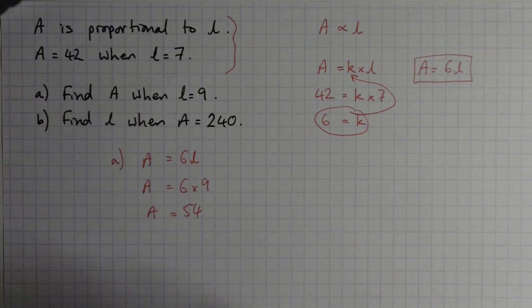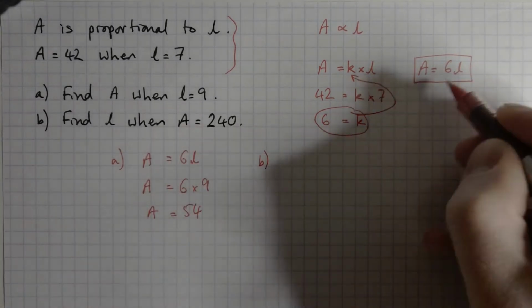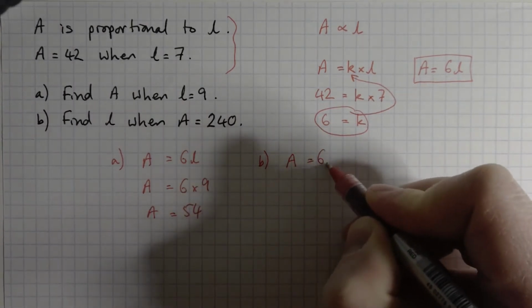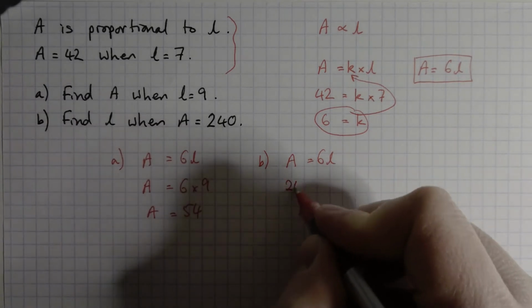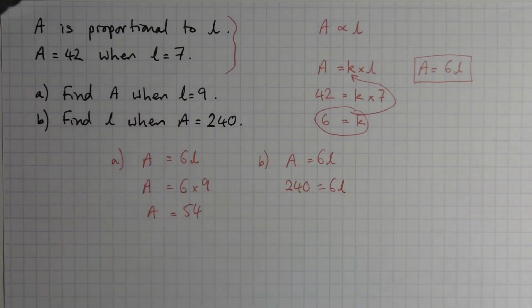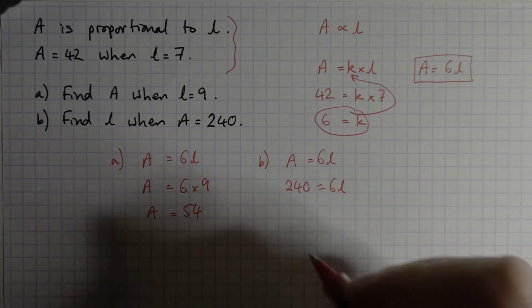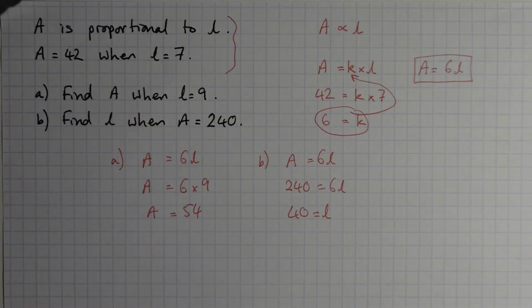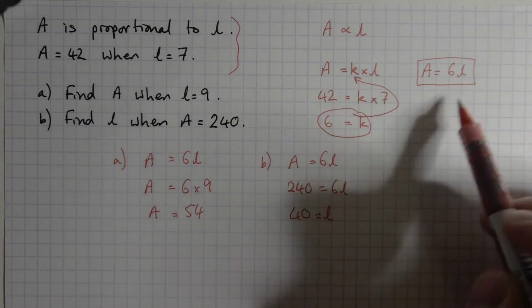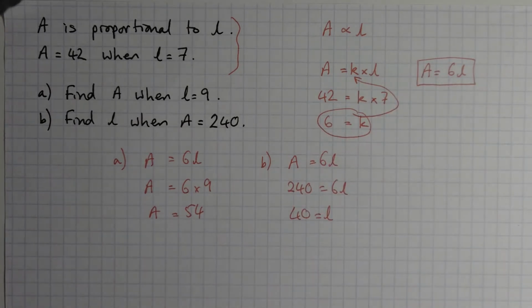Really easy. In the same kind of way, I'll start with the relationship A equals 6L. I know this time that A is 240, and I want to work out what L is, so let's divide both sides by 6. What's that going to give me? 40? Yeah, 6 fours are 24, so that's 40, isn't it? L is 40. So I worked out all of this stuff, I worked out that equation there before I even did the question.